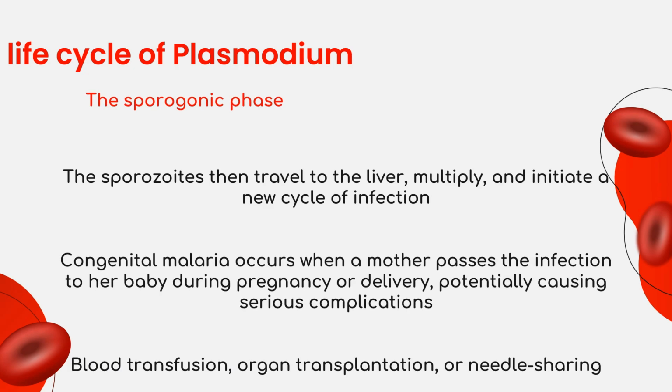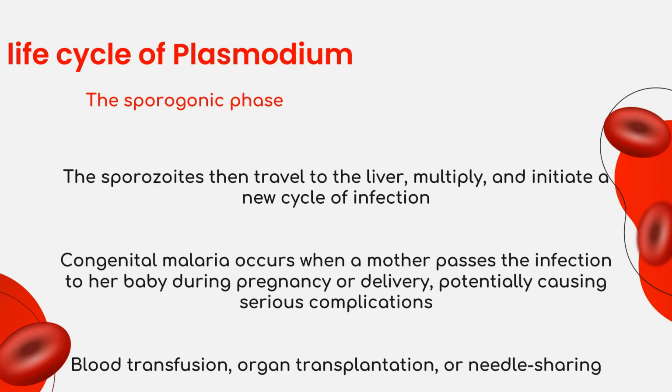When the mosquito bites another person, it injects some saliva along with the sporozoites into the bloodstream. The sporozoites then make their way to the liver, where they multiply and start a new cycle of infection. This is how malaria is transmitted by mosquitoes, but did you know that there are other ways that people can get malaria?